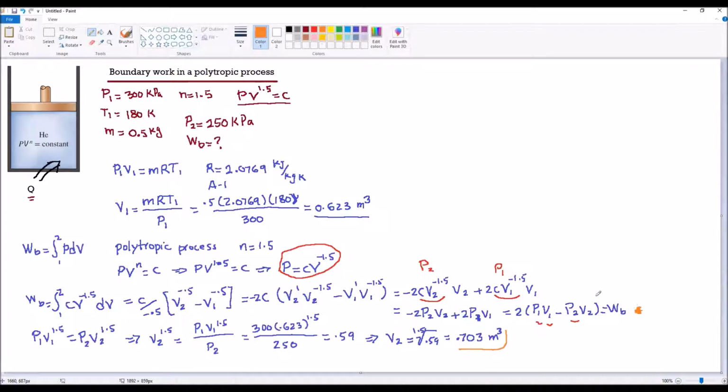Now, I'm going to use this equation for boundary work. Now that I know everything on the right-hand side of this new equation, I can calculate the boundary work. It's 2 times 300 times 0.623 minus 250 times 0.703. Boundary work, we calculate it as 22.3 kilojoules.